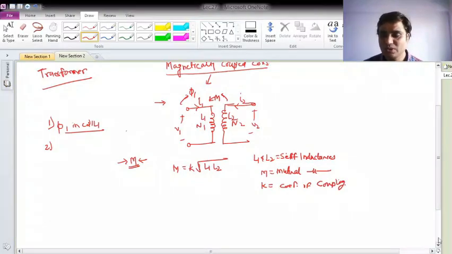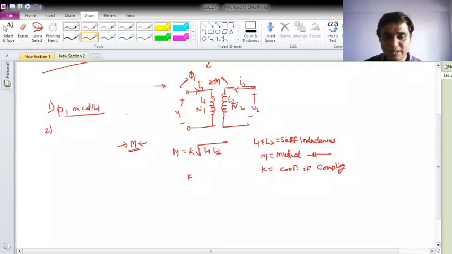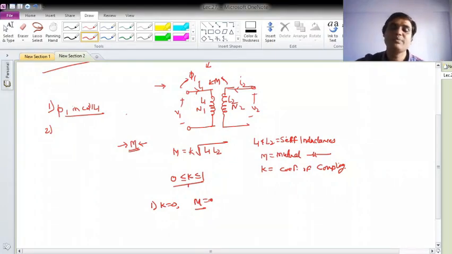Now let us again specify that K has to be greater than 0 and less than 1. With this condition, what if K is equal to 0 and K is equal to 1? If the value of K is equal to 0, what does it mean? M will be equal to 0, meaning there is no coupling between two coils. For example, I have two coils and they are not coupled with each other. One coil is here and the other coil I put, let's say, 1 kilometer far away from it. Obviously there will be no coupling between these two coils, right?